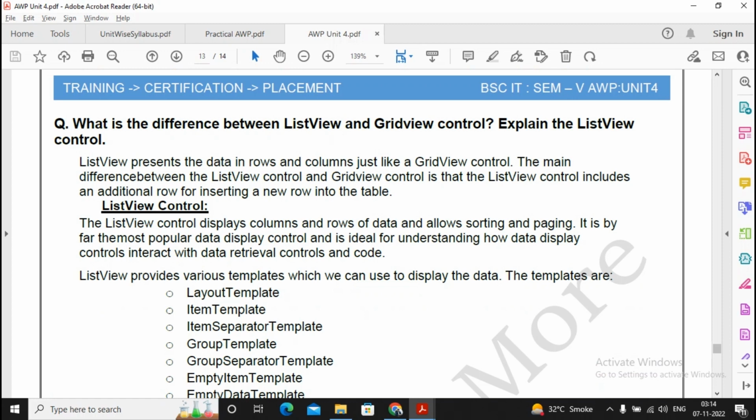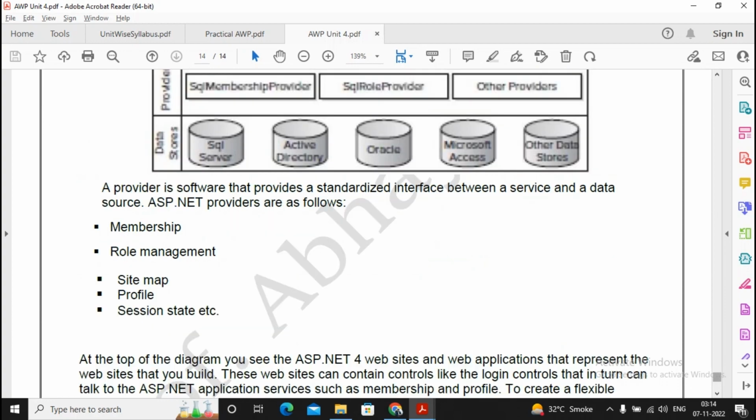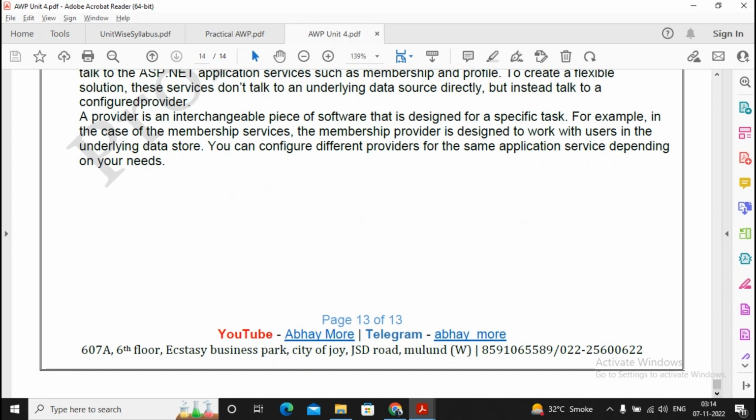Differentiate between a list view and a grid view is an important question. So please follow that. What are the application services provided by ASP.NET? Please prepare this particular answer properly. So these are the important questions according to me.